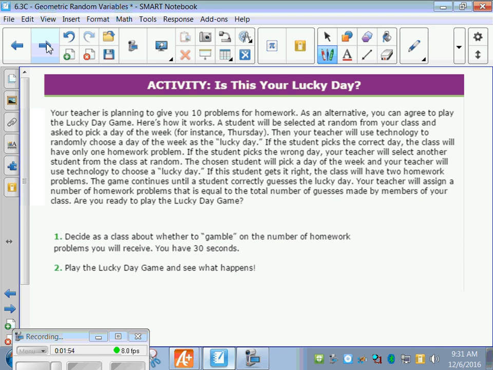So, is this your lucky day? Your teacher is planning to give you 10 homework problems for homework. As an alternative, you can agree to play the lucky day game. Here's how it works. A student will be selected at random from your class and asked to pick a day of the week. For instance, Thursday. Then your teacher will use technology to randomly choose a day of the week as the lucky day. If the student picks the correct day, the class will have only one homework problem.